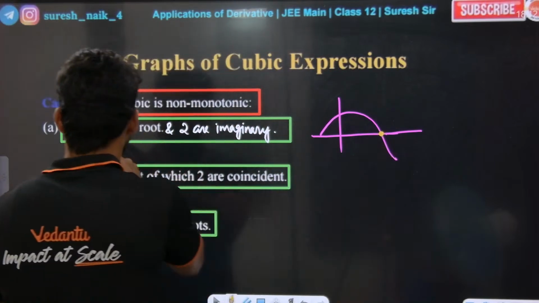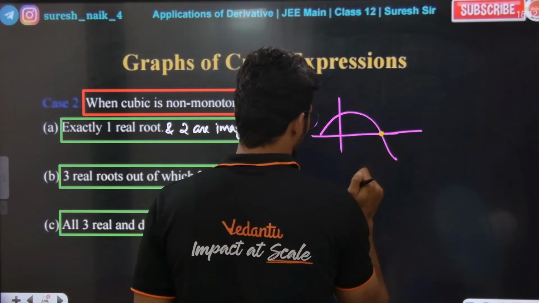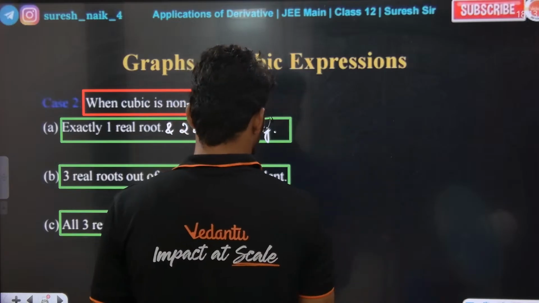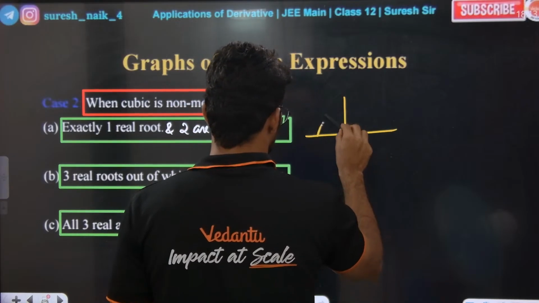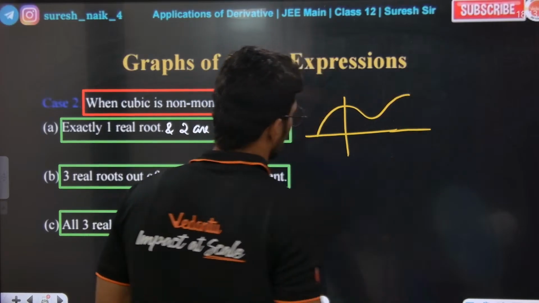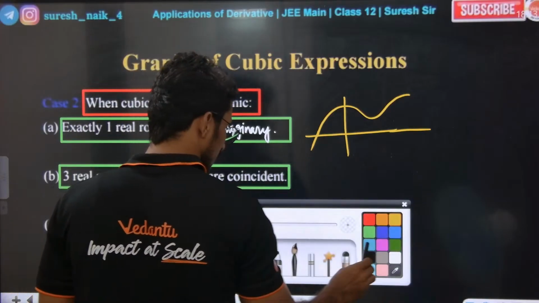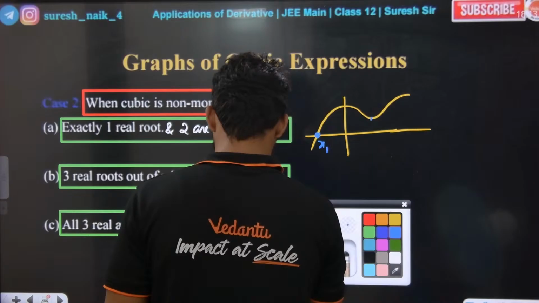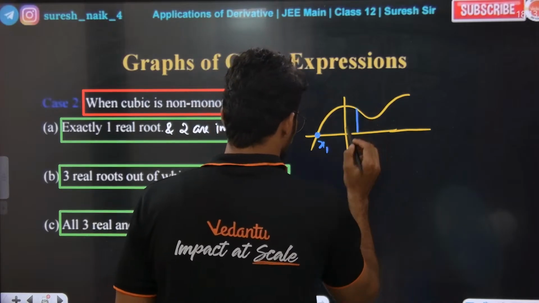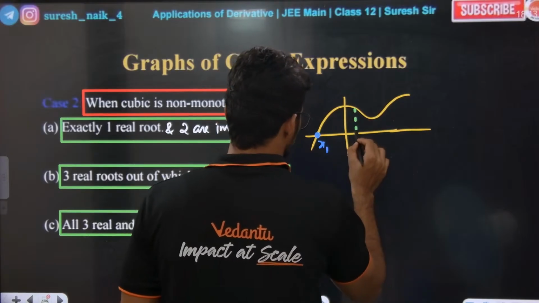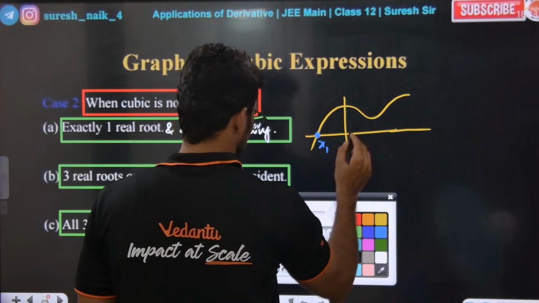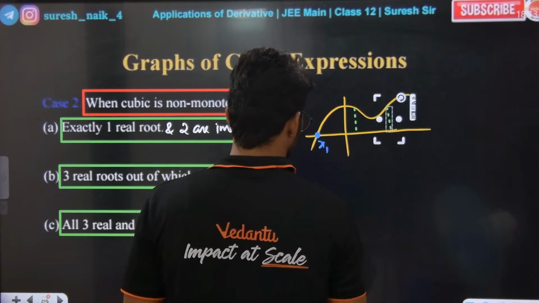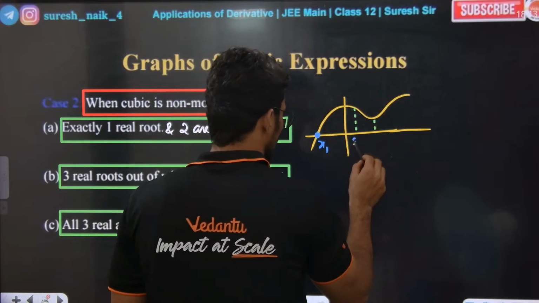Look at this, there is only one real root, one real root and two imaginary. Is that clear or not? Tell me. Or the given graph can be like this. Wait, let me draw. The graph can be even something like this. Here I have one real root, this is one real root x1. Let's say this point is x2, and this is x3. Clear?